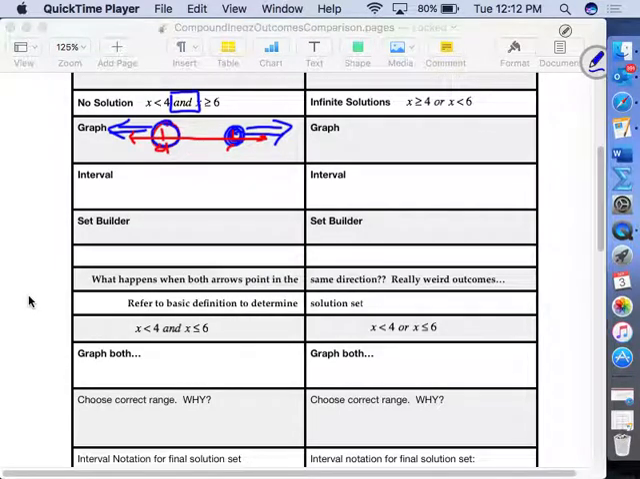Math notation for no solution, you really could just do the empty set. Set builder notation, I think we can just go ahead and go with the empty set. This is a no solution moment. No solution.